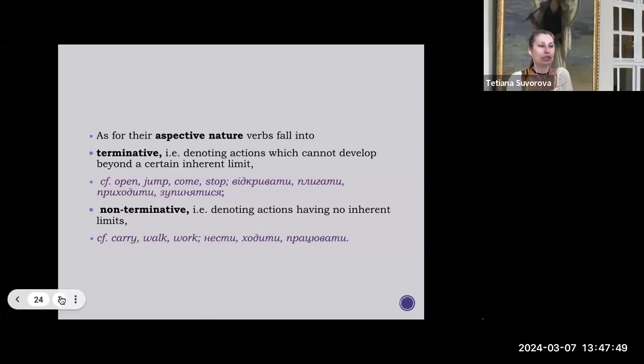And non-terminative, those which do not contain the limitation of the action. So it can be limitless, you see? Carry, нести, walk, ходити, гуляти, work, працювати. That is why workaholic has a negative meaning, because generally work contains a negative connotation, because it has no stopping point. Our mind is blowing up when we use this word, work. I go to work. It means that when you should stop, you don't know. So psychologically, it is already difficult, you see?